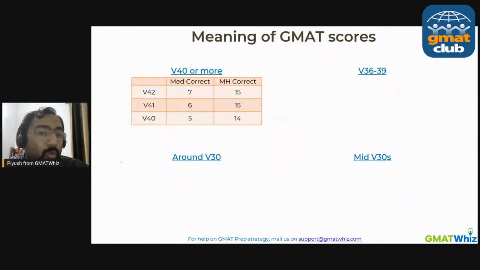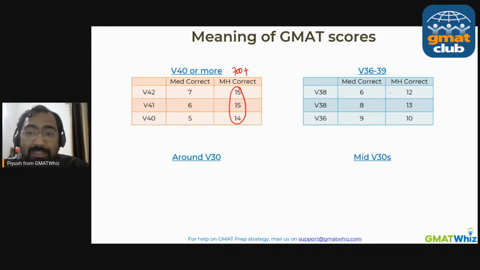So if someone is scoring verbal 40 plus, generally, and this is something which I've analyzed from a lot of score reports that I've seen of students over a long period of time, the number of medium hard questions that they are getting right is significantly high. And medium hard question is, in another language, you can call it 700 plus level questions. Now look at the number of medium hard questions the students who are getting scores in this range are getting correct.